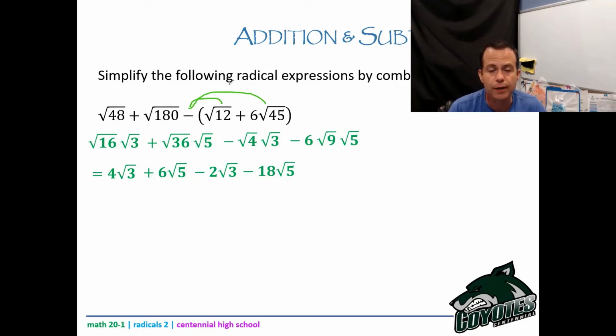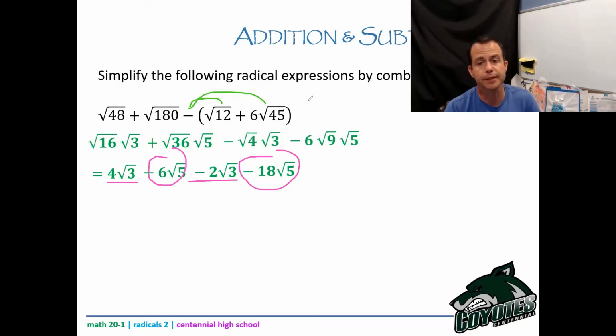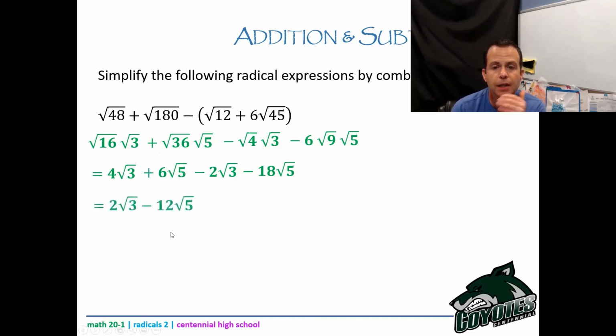Now I say, okay, what can I combine? What are like terms? Well, my 4 root 3 minus 2 root 3, that I can put together, and that would be 2 root 3, right? 4 apples minus 2 apples is 2 apples. And then my 6 root 5 and my negative 18 root 5 can get put together. 6 minus 18 would give me negative 12. So my final answer here would be 2 root 3 minus 12 root 5.